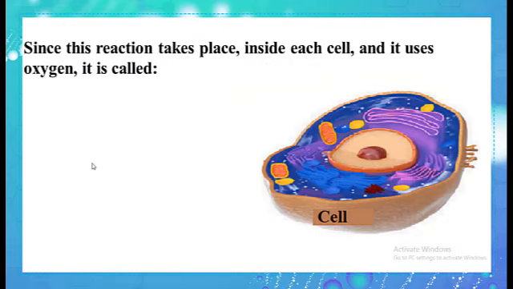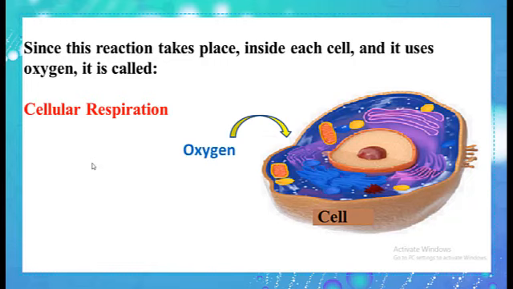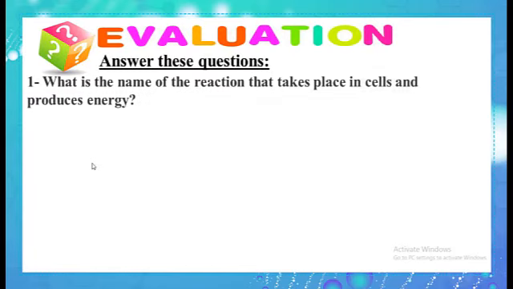Since this reaction takes place inside each cell of the body and it uses oxygen, it's called cellular respiration. So the name of the reaction when oxygen and food enter the body to give water vapor, carbon dioxide, and energy, because it occurs inside each cell and it uses oxygen, is called cellular respiration. Please study its name. As an evaluation now, answer these questions.